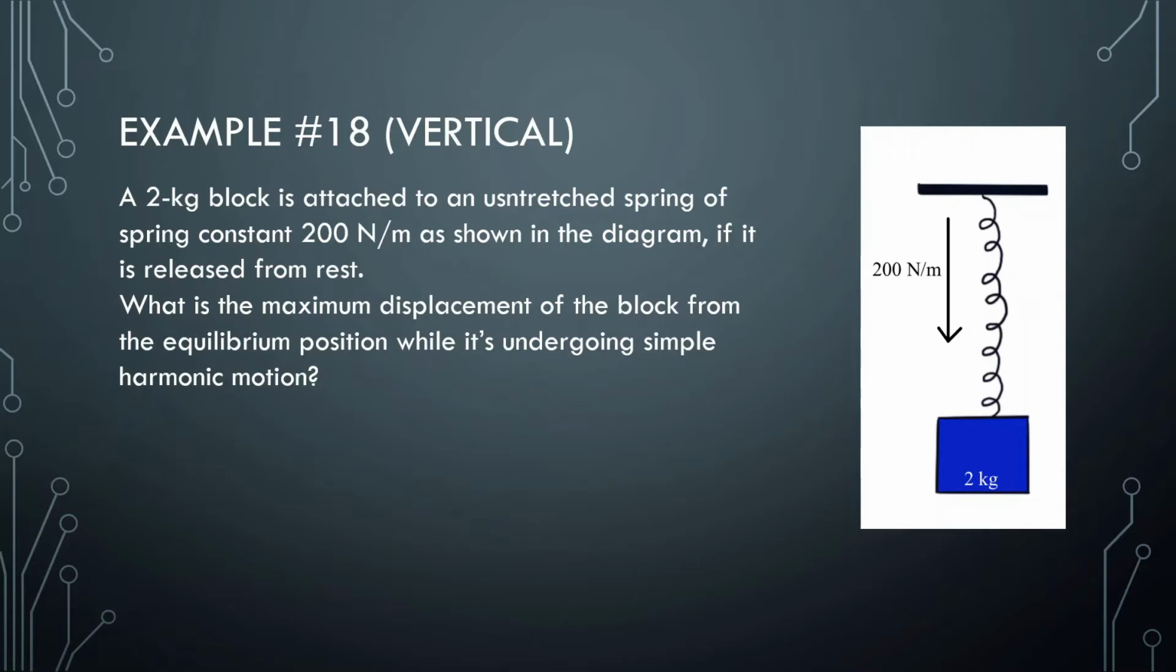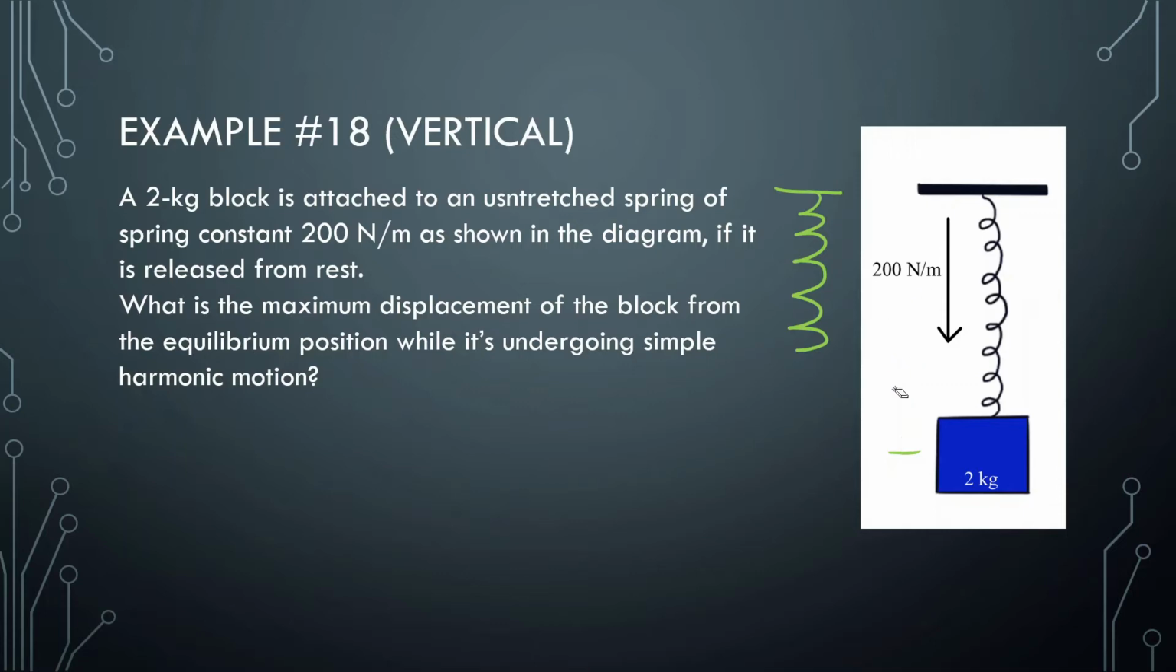Let's look at example number 18. A 2 kilogram block is attached to an unstretched spring of spring constant 200 newtons per meter, as shown in the diagram. If it is released from rest, what is the maximum displacement of the block from the equilibrium position while it's undergoing simple harmonic motion? This is an interesting problem. It's not shown here, but we have a spring, and when the block goes onto it, it sags down more this way. We can see it get attached, so it elongates like this.